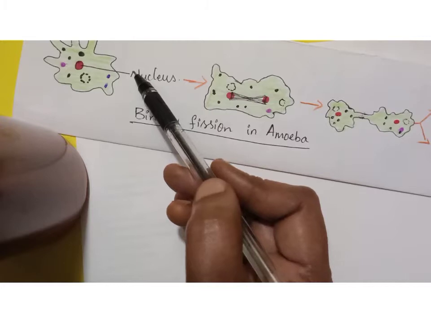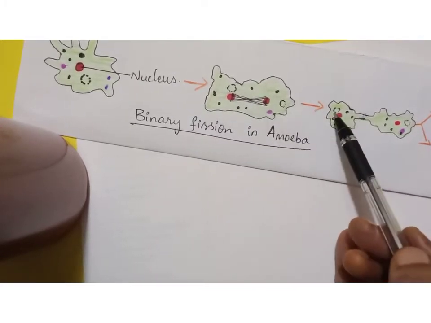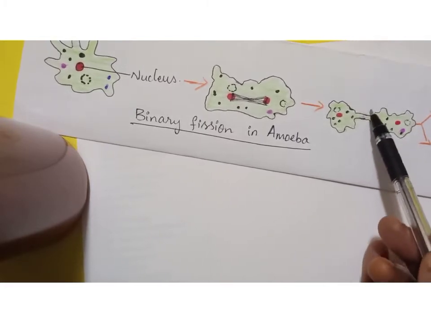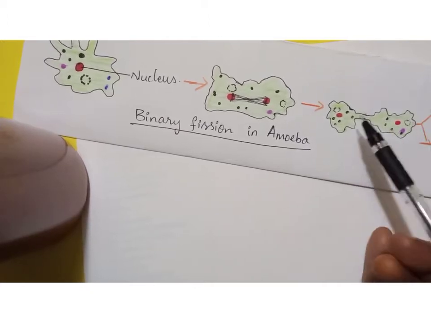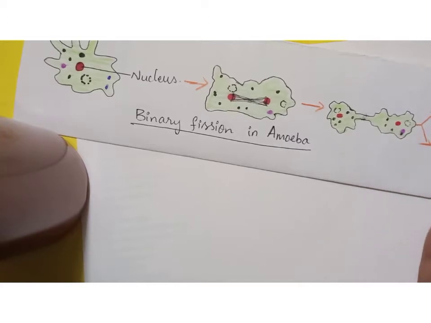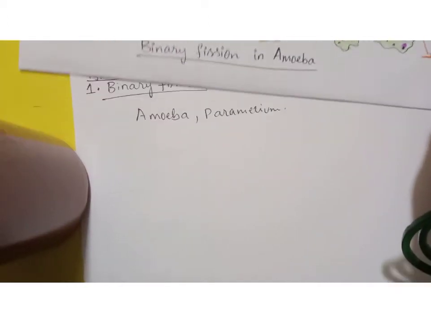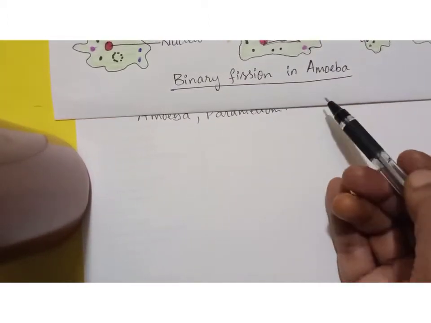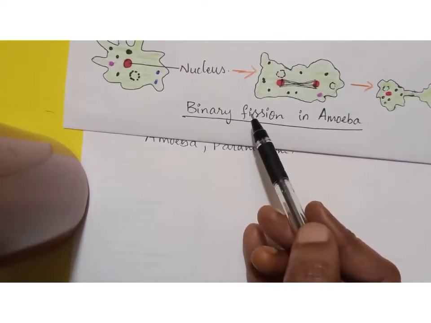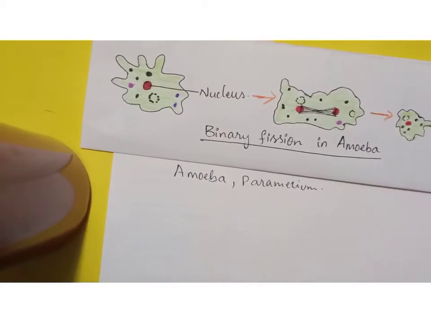So the nucleus first elongates, then it will divide into two halves, and afterwards the divided nuclei will move away from each other, and the cytoplasm will divide the whole cell into two parts or two halves, so that daughter cells are formed. So this type of division is called asexual reproduction in amoeba, and that type is referred to as binary fission. This is the same as in the case of paramecium.